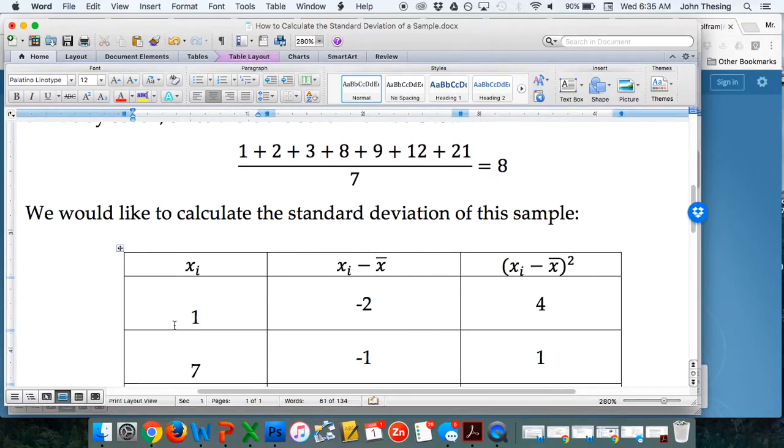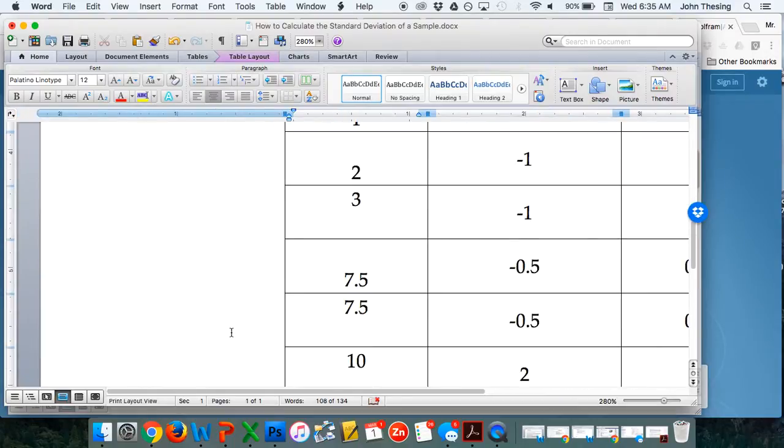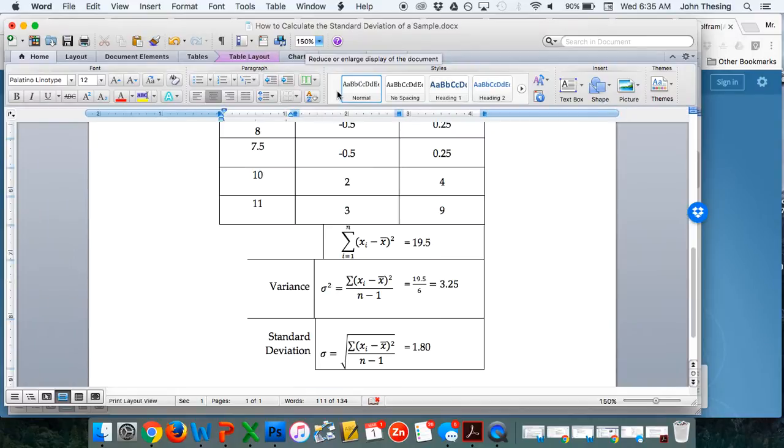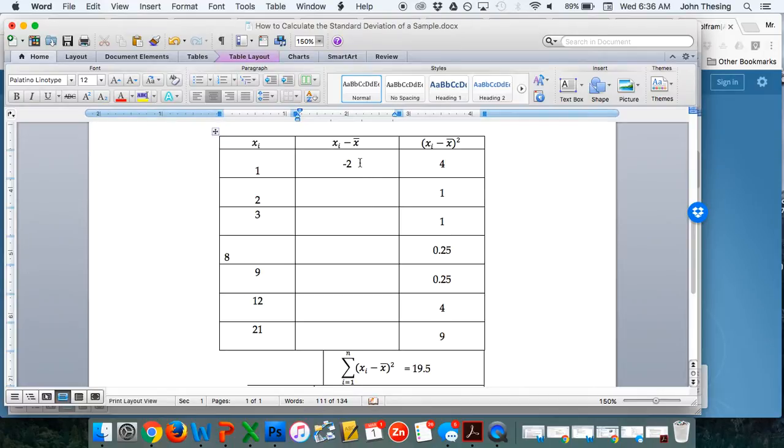So 1, 2, 3, 8, 9, 12, and 21. I'm going to zoom out a little bit here. Okay, so the average is still 8. So how far is everybody from 8? 1 minus 8 is negative 7. 2 minus 8 is negative 6. 3 minus 8 is negative 5. 8 minus 8 is 0. 9 minus 8 is 1. 12 minus 8 is 4. 21 minus 8 is 13.